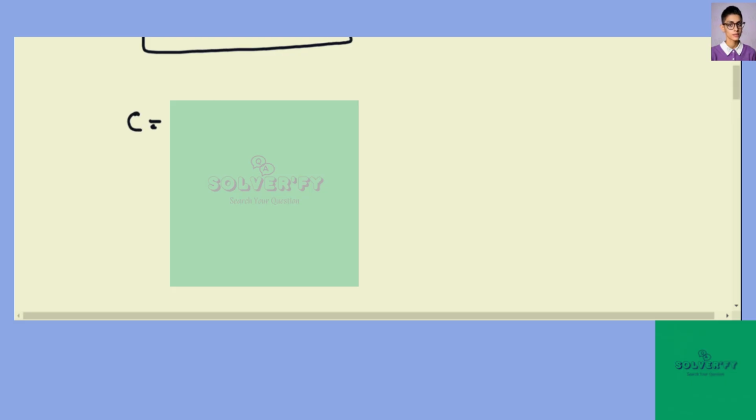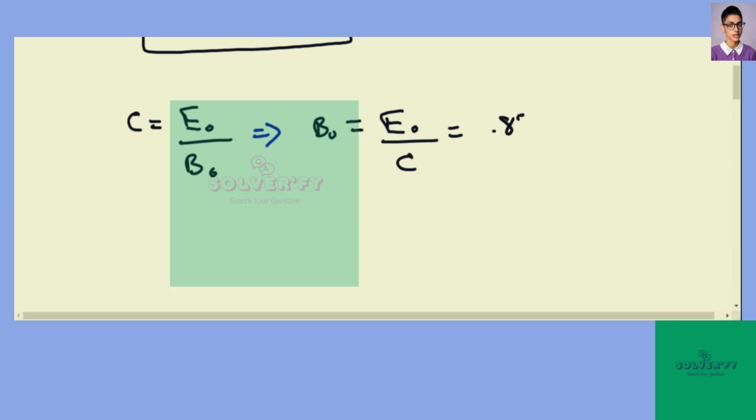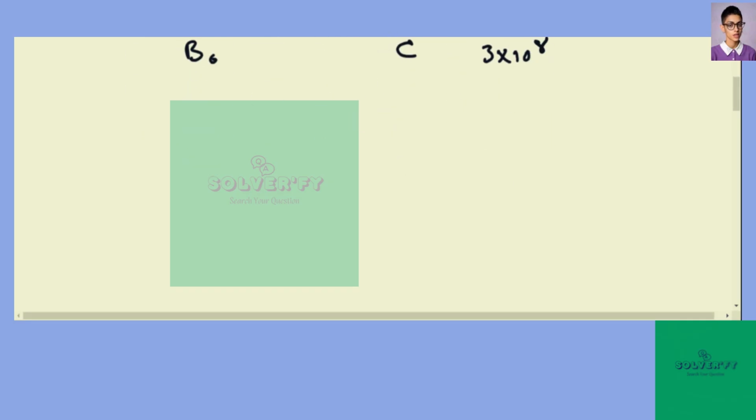Now that we have the electric field, it's easy to find the magnetic field because we know the speed of light is a ratio of the electric field and the magnetic field. Solve for the magnetic field, and you get E naught, the electric field, divided by the speed of light. Plug in our numbers, which is 0.88 for the electric field, divided by 3 times 10 to the 8th for the speed of light. And finally, our magnetic field, B naught, is equal to 2.9 times 10 to the minus 9 teslas.